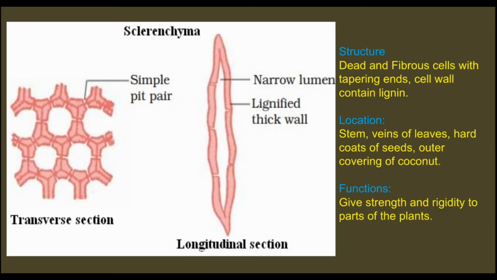Next is sclerenchyma. Sclerenchyma cells are dead and fibrous cells with tapering ends. The cell wall contains lignin. They are present at stem, veins of leaves, hard coats of seeds, outer covering of coconut. Function: give strength and rigidity to parts of the plant.